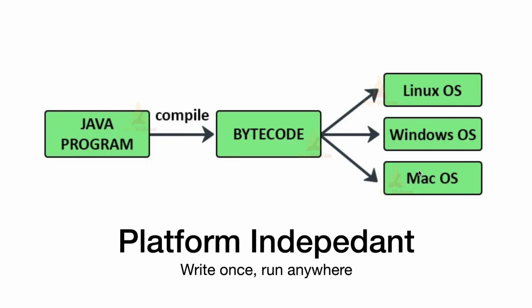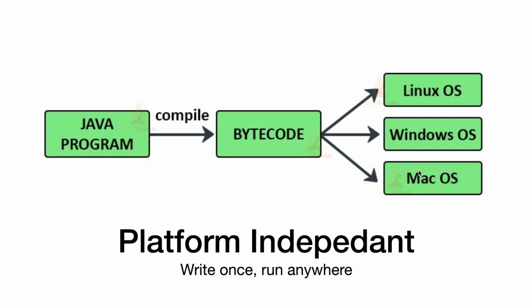And do you know why it works, why we need to compile once and we are able to run it anywhere? Because on all of the machines there is a thing called JVM, which does the heavy lifting job of converting that byte code and making it compatible with the host OS. That's how Java becomes platform independent.